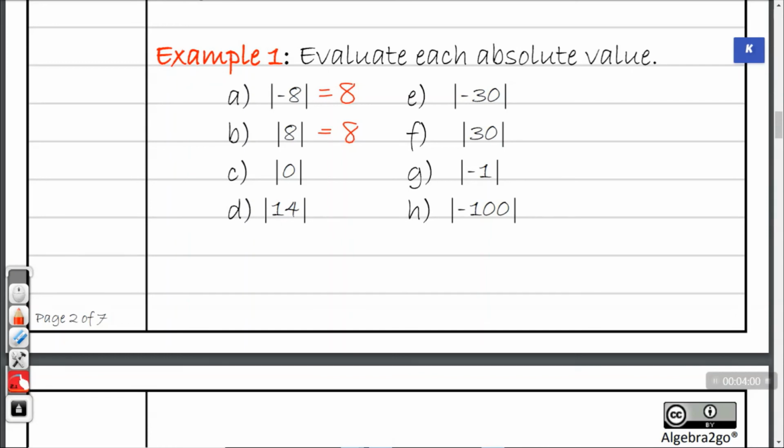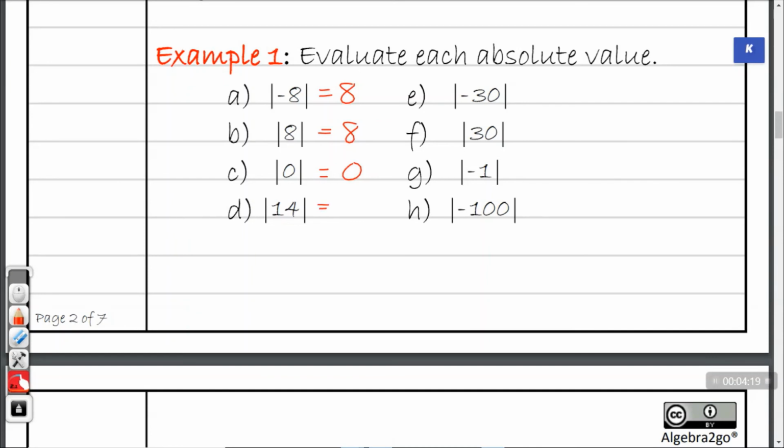Negative 8 is merely to the left of 0, 8 ticks on the number line, and 8 is to the right of 0, 8 ticks on the number line. All right, what about 0? What about in C, the absolute value of 0? Well, the absolute value of 0 is 0. All right, what about D? Try the rest of these out, see how you do.